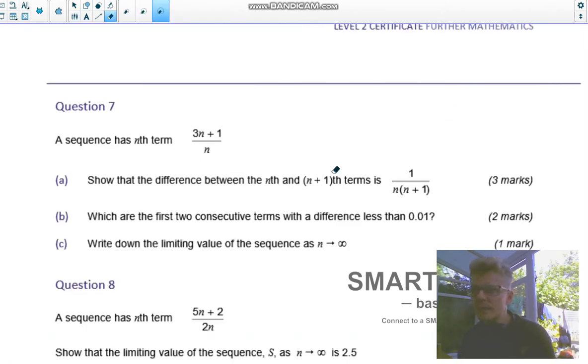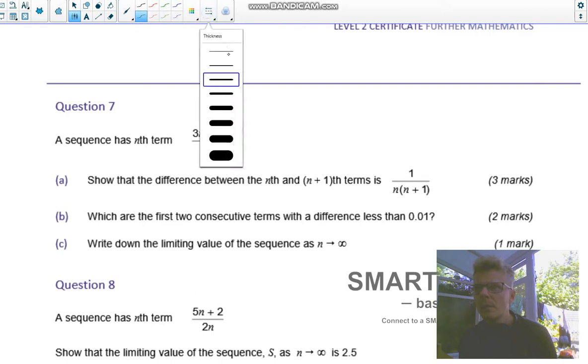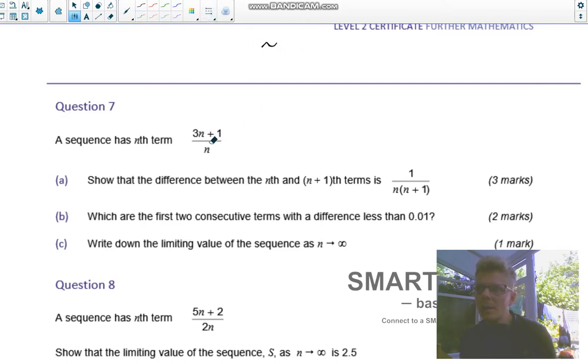Okay, so for question 7, the difference between the nth and the n plus 1th term is given as so. There we go. So this is the nth term. If I want to generate the second term, I put n equals 2 in here. So if I want to generate the n plus 1th term, I just put n plus 1 everywhere I see n. Okay, so that's the nth term.